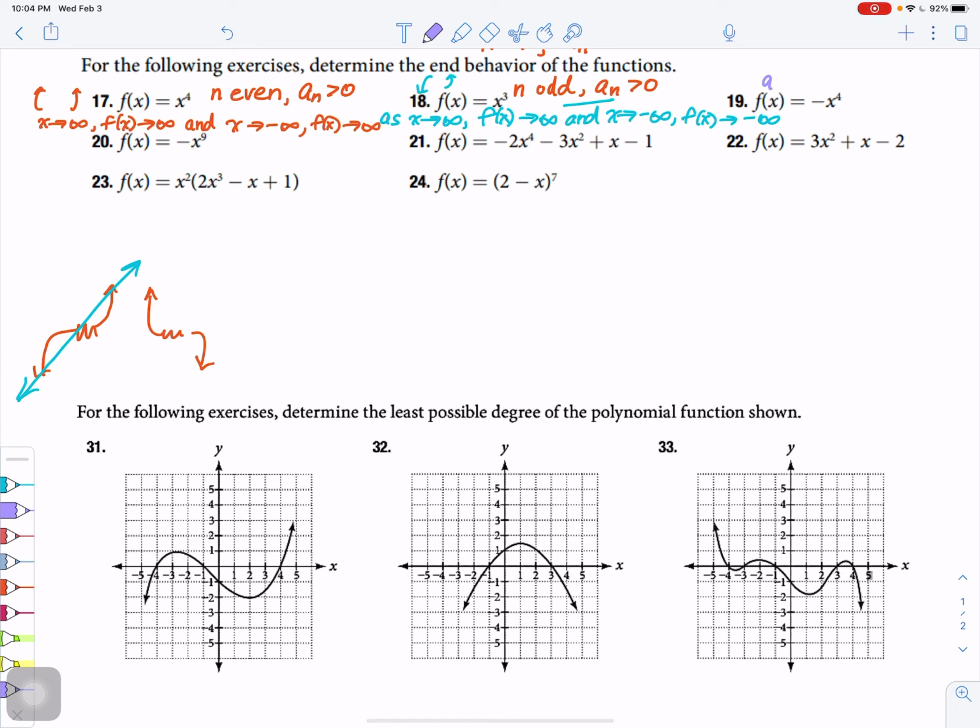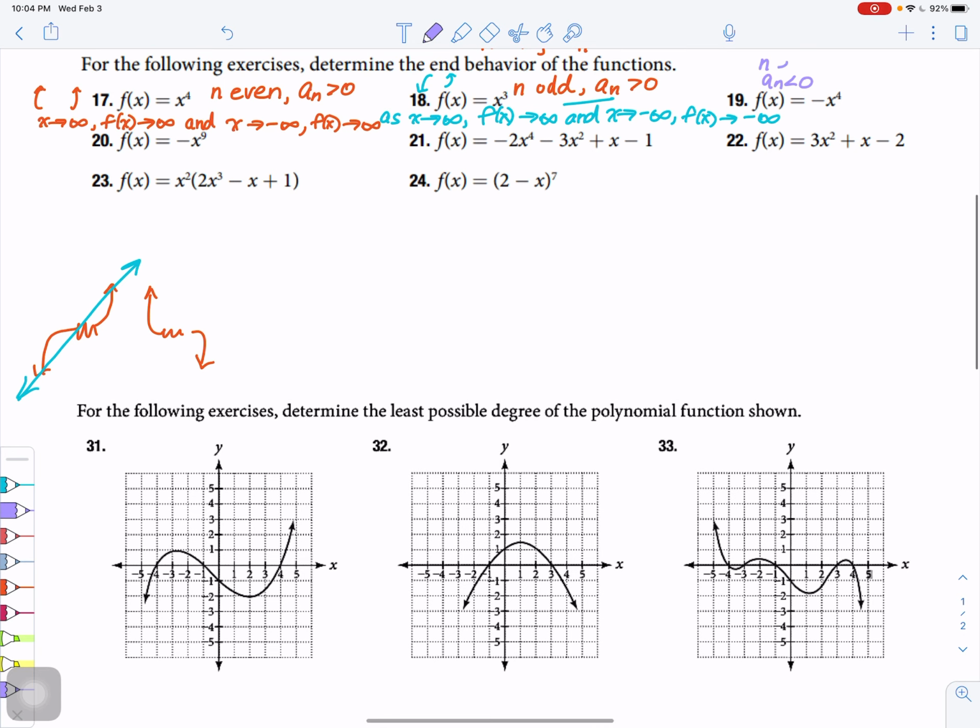Here we have A sub n is negative and the degree is even. So remember, when you have an even degree, the ends behave the same. But this time, both ends go down. So as x approaches infinity, f of x approaches negative infinity. And as x approaches negative infinity, f of x approaches negative infinity. So the y values are both going to negative infinity. Okay? Sorry about not having a whole lot of room.